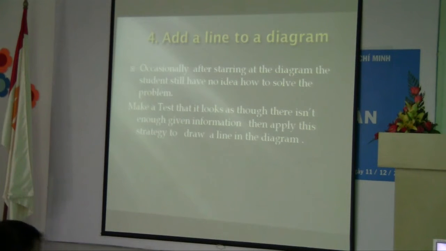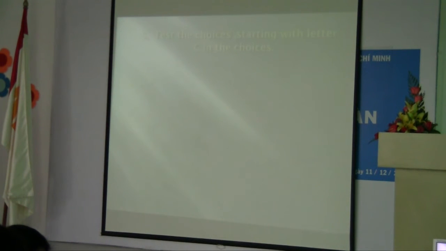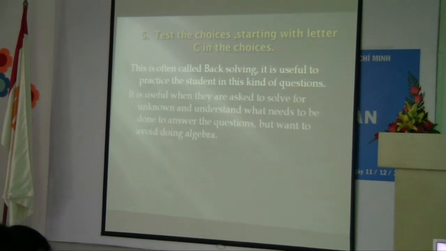And make sure that you design multiple choices in increasing or decreasing order. This is very common. This is always called a back-solving solution. Tactic number 5 is to test the choices starting with letter C.